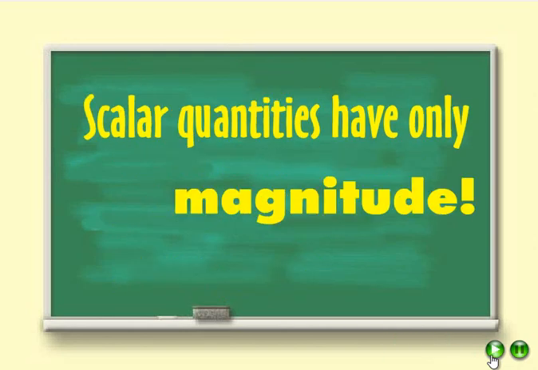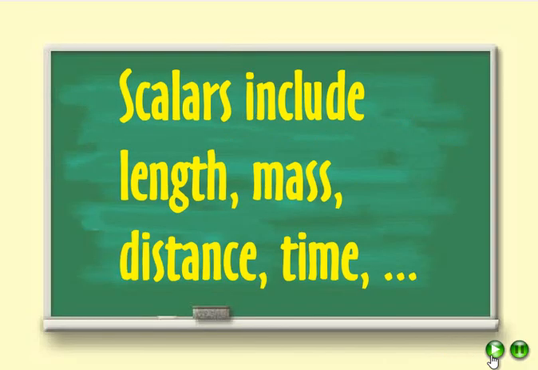Scalar quantities, on the other hand, have only magnitude, or a number sum. Scalars include such quantities as length, mass, distance, time, etc.